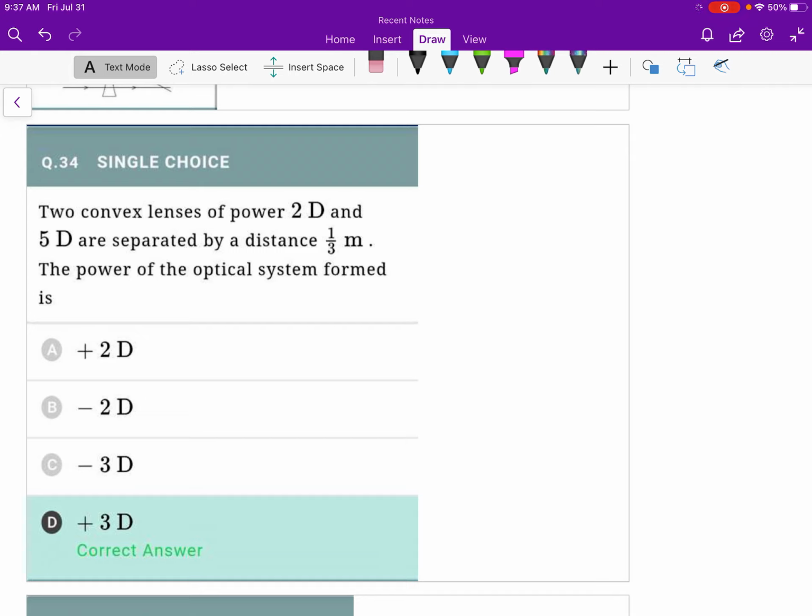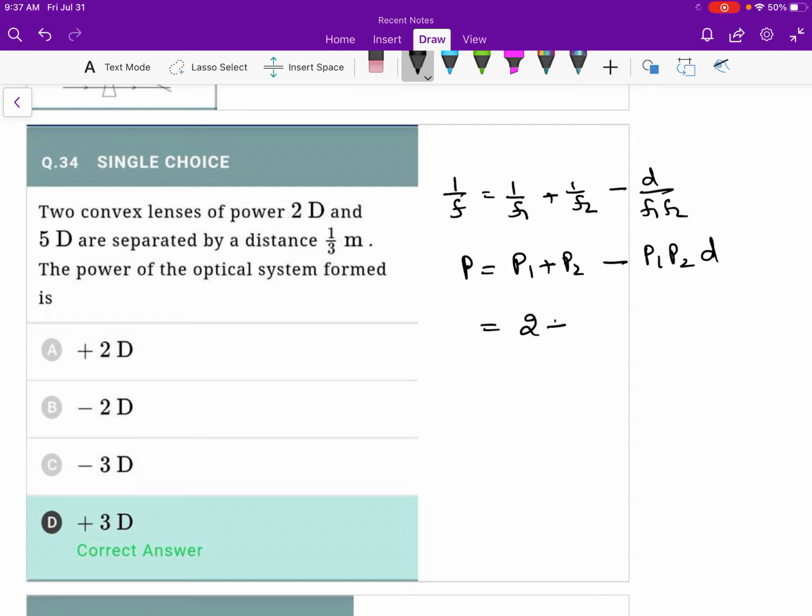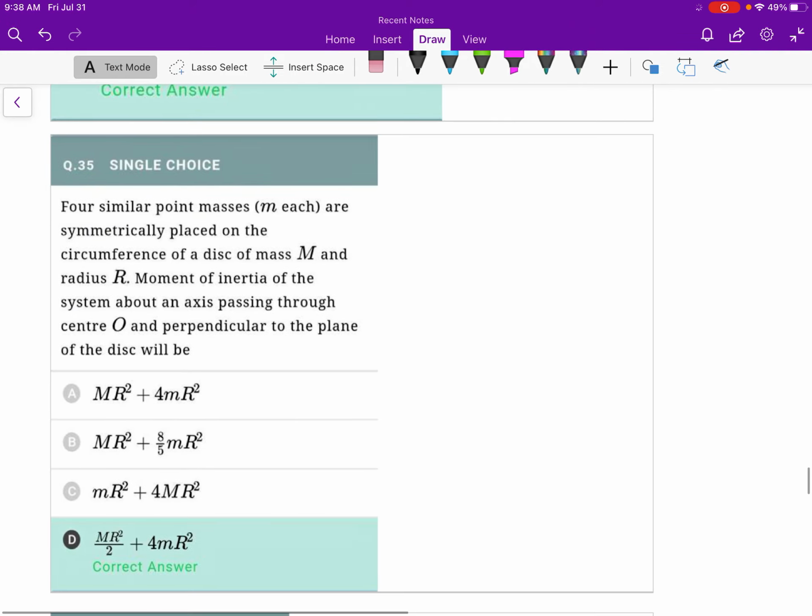P1, P2 are given as the power of the optical system separated by D. So we know the formula 1 upon F equivalent is 1 upon F1 plus 1 upon F2 minus D by F1 F2. This can be written as P equals P1 plus P2 minus P1 P2 D. So that is 2 plus 5 minus 2 into 5 by 3. So 21 minus 10 by 3, that is 11 by 3. So nearest option is 3 diopter. Actually there is some mistake in the data, so we'll pick the closest option, that is plus 3 diopter.